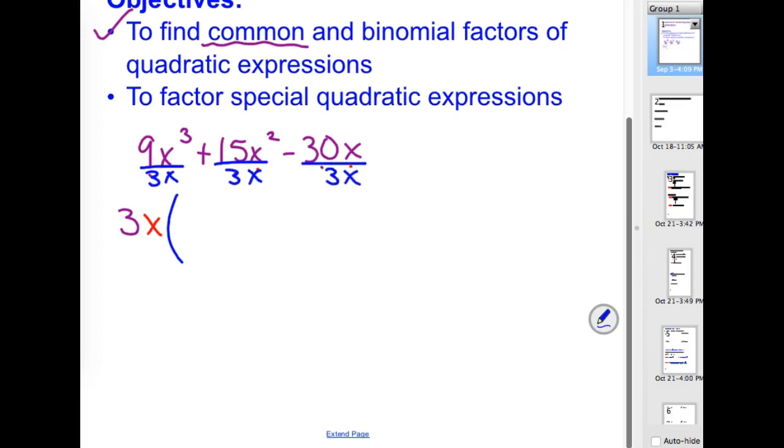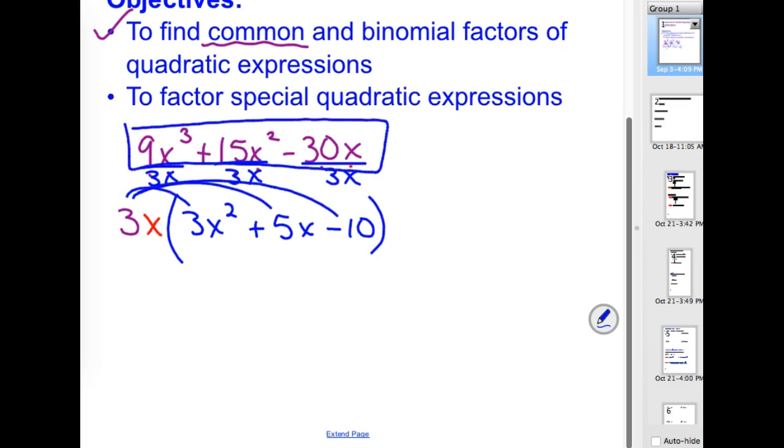So our first term, we take 9 divided by 3, we get 3. We have x cubed, we're dividing out 1x, so we have an x squared left. In our second term, we have 15 divided by 3, which is 5. We had an x squared divided by x, which leaves us with 1x. And then our last term, we have a negative 30 divided by 3, so negative 10. And our x's we took out, so there's none left. And remember, you can always check this by redistributing it back. If you distribute it back in, you would get back to what we had here.